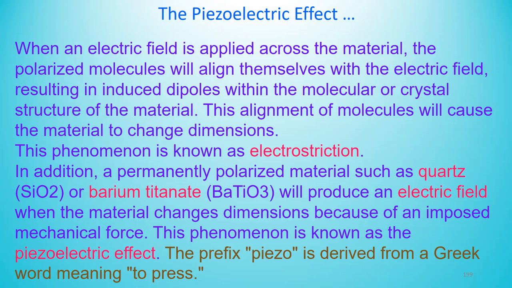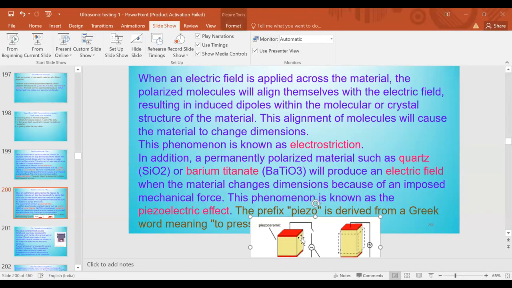In addition, permanently polarized materials such as quartz and barium titanate will produce an electric field when the material changes dimension because of an imposed mechanical force. This phenomenon is known as the piezoelectric effect. The prefix piezo is derived from a Greek word meaning to press. So by elongating or compressing, it produces sound waves or electricity, and vice versa.